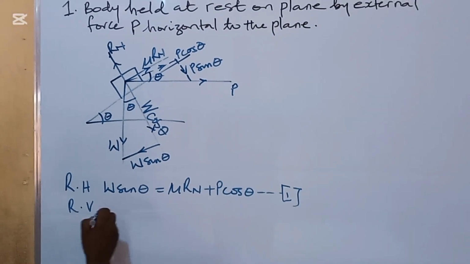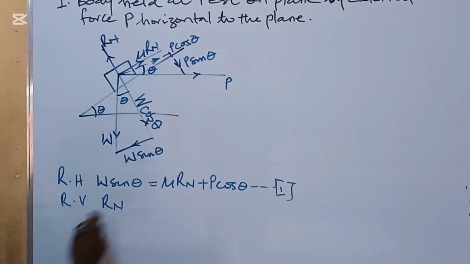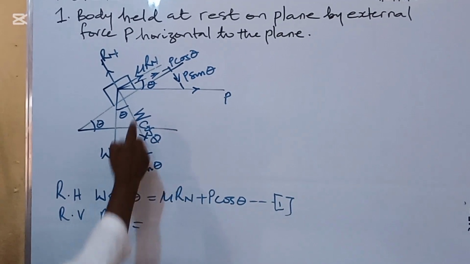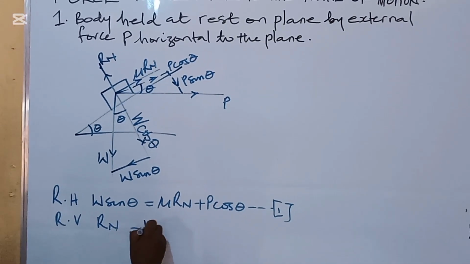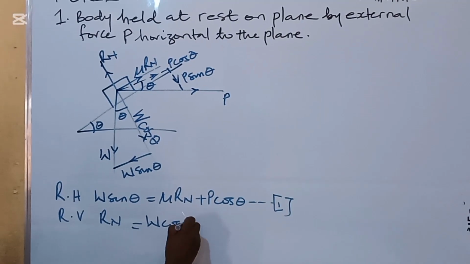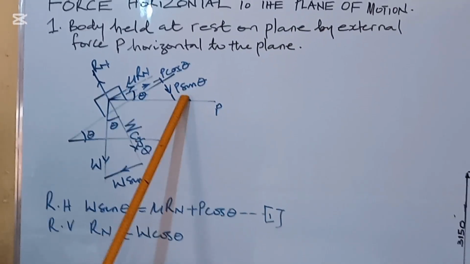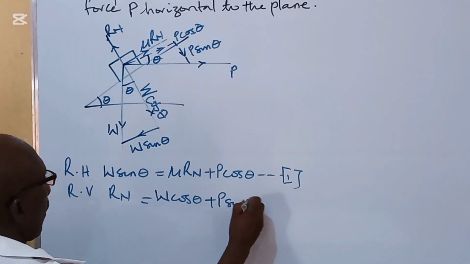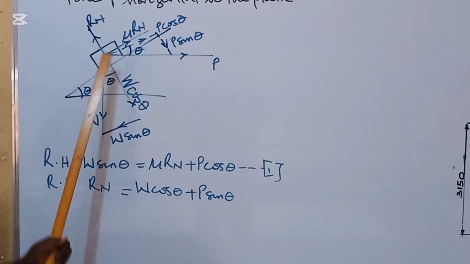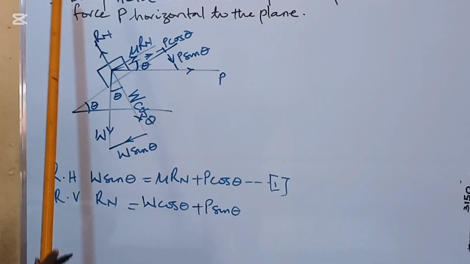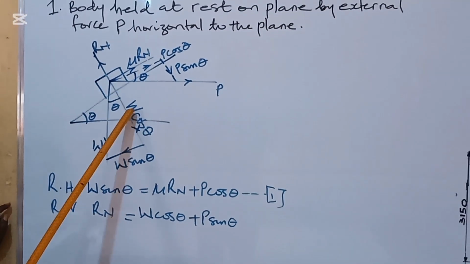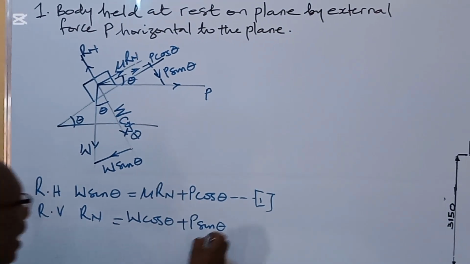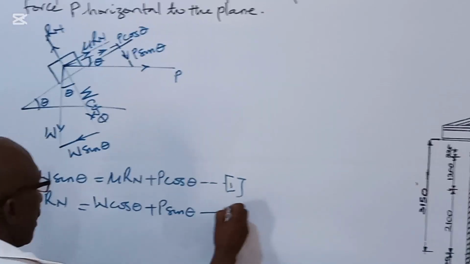What will we have? We will have Rn, that's the normal reaction acting upwards, is equals to what? We have W cos theta acting downwards plus P sine theta. Alright? Acting downwards. That means the normal reaction is acting upwards. It's being balanced by W cos theta acting downwards plus P sine theta. Let's call this equation number 2.